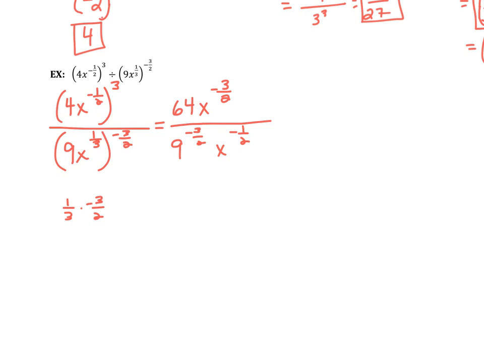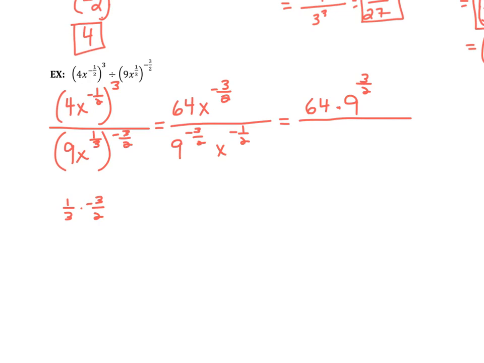So again, don't underestimate coming over to the side and writing out those calculations if you need to. All right, so continuing on, I think I will do the following. I'm going to leave the 64 where it is. I'm going to move the 9 to the negative 3/2 to the numerator and make it a positive 3/2, and I'll come back and simplify that later.